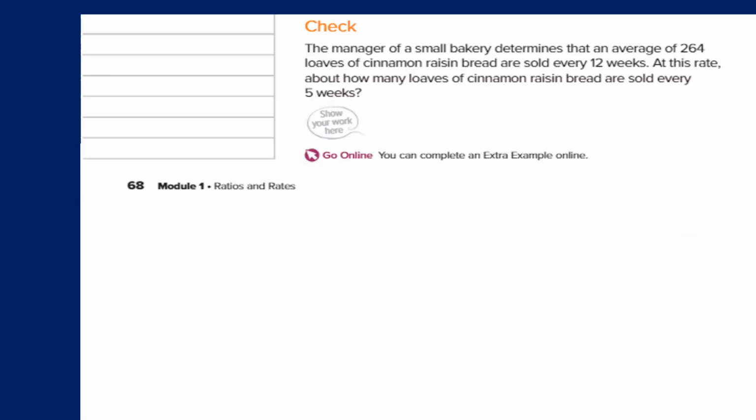All right, so one more problem and then the lesson is yours. The manager of a small bakery determines that an average of 264 loaves of cinnamon raisin bread are sold every 12 weeks. At this rate, about how many loaves of cinnamon raisin bread are sold every 5 weeks? So as we're looking at it, then once again, we have to find those original rates and ratios, right?